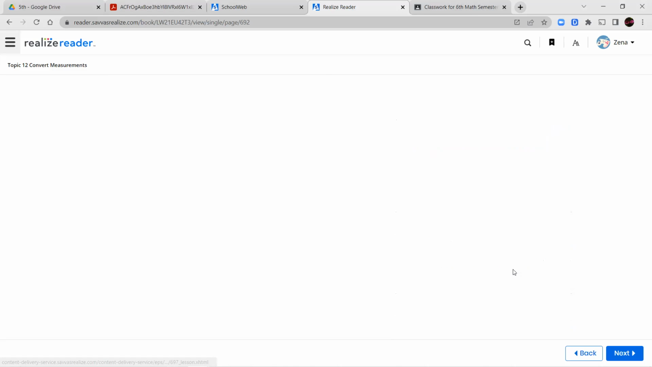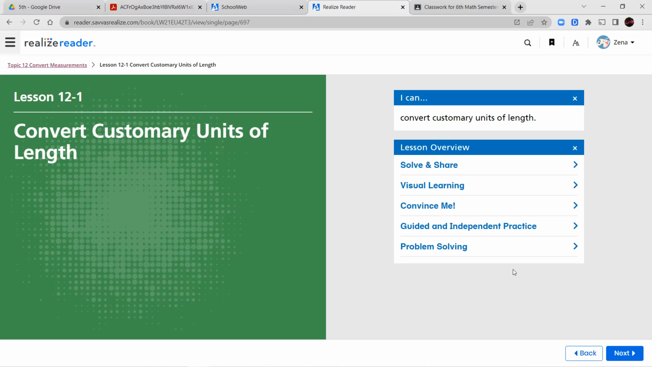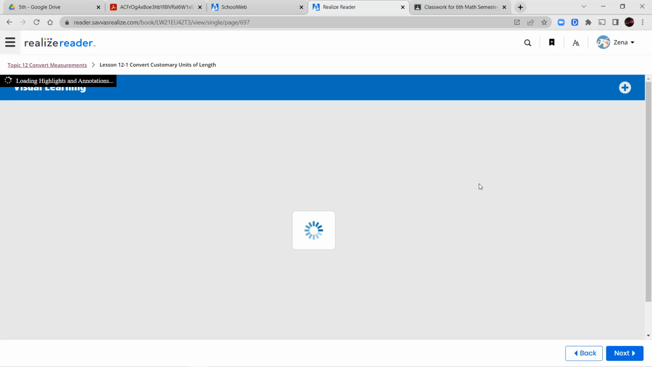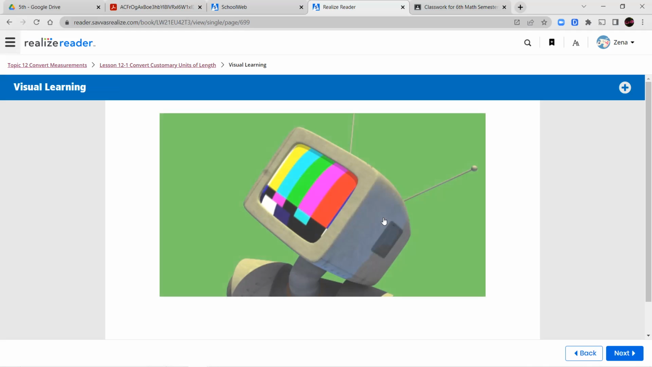Now, customary units are units that we use mainly in the United States. The rest of the world mainly focuses on the metric system. So we're going to focus on converting units in the customary system for the first few lessons, and then we'll shift over to metric. Now, before we get started with our notes and our guided practice, let's go ahead and watch our short video lesson together.